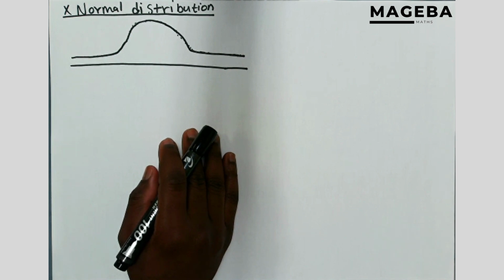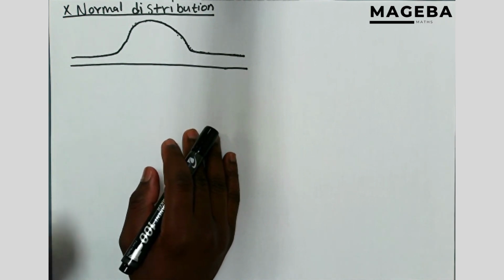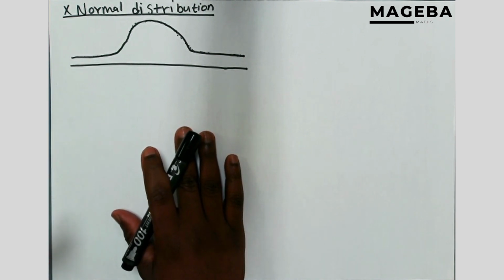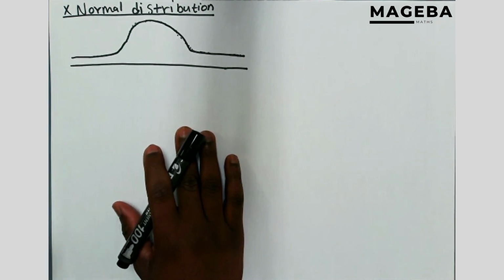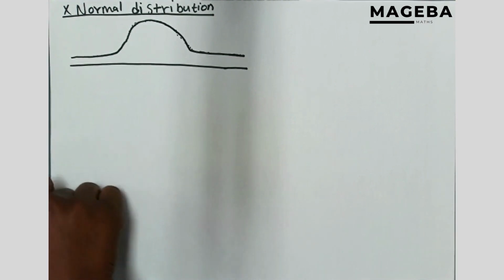Here we'll be talking about the normal distribution. Normal distribution has to do with your mean and what? And your standard deviation. I hope you still remember how you find a standard deviation.